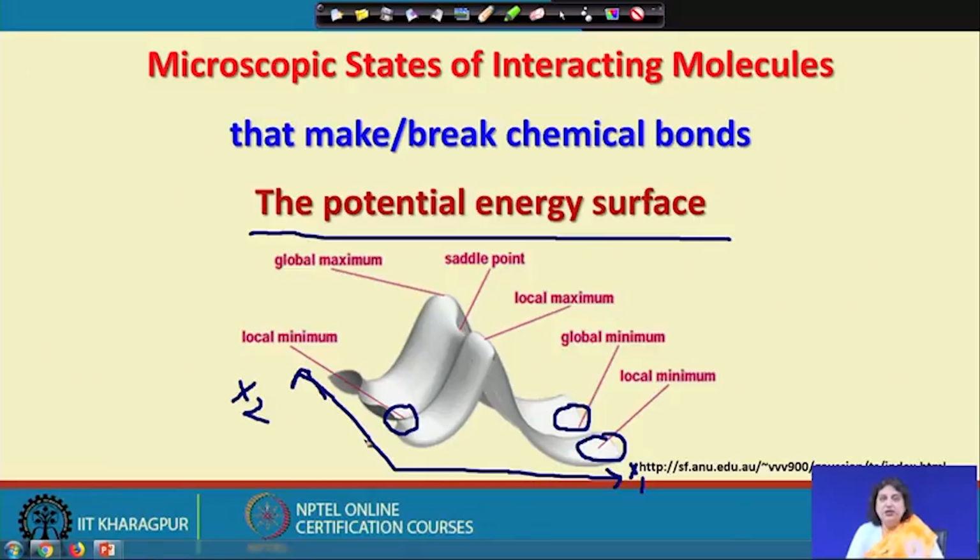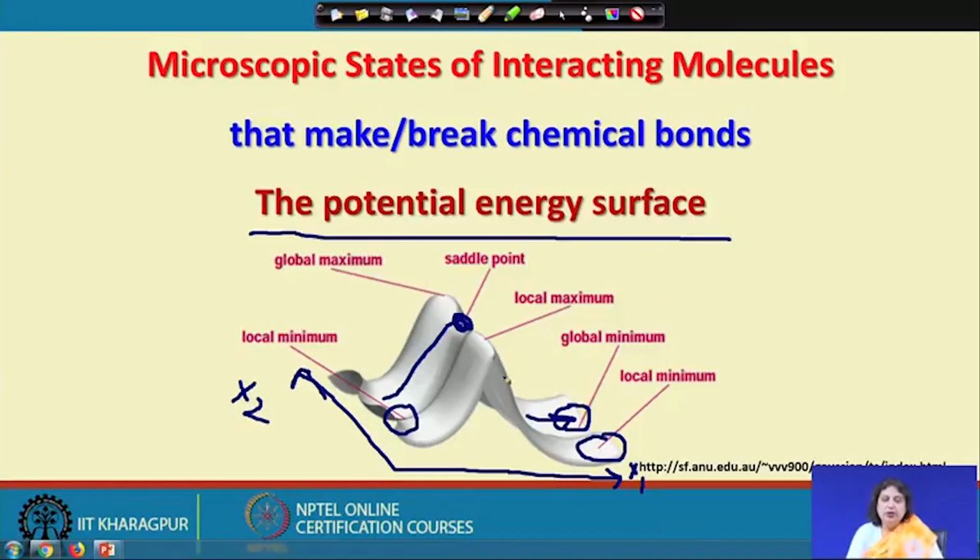Now, a chemical reaction is observed or is modeled as a transition from one of these minima by climbing this hill and going over to the minimum on the other side of the potential energy surface. Therefore, this top of the hill, which allows us to go from one side of the hill to the other, is known as the saddle point, which is the location of the so-called transition state of the reaction.